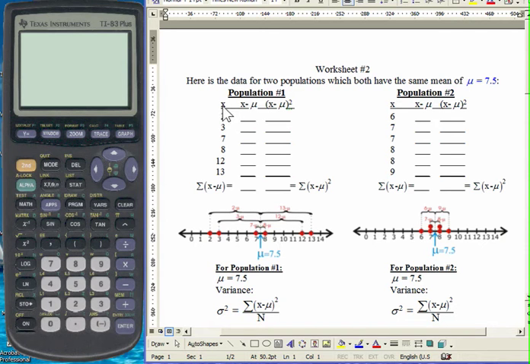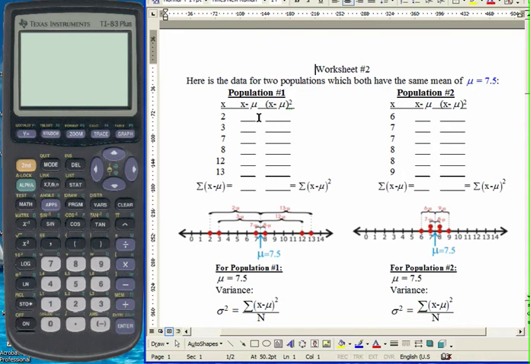Under X, which represents data value, is a list of all our data values. Then over this column heading, this just tells us what we're going to do in this column. We're going to take each data value and subtract the mean from it. What does that tell us? It tells us the distance between that data value and the mean. That's what all these brackets are representing.